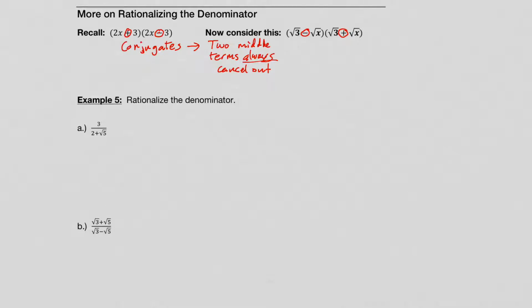So, real quick, let's see how these cancel out. Let's do FOIL, and we're going to get 4x squared minus 6x plus 6x minus 9. And as you can see, the middle terms cancel out. Okay? So you can actually skip that part and go straight to the answer if you want. Same thing on the other side.